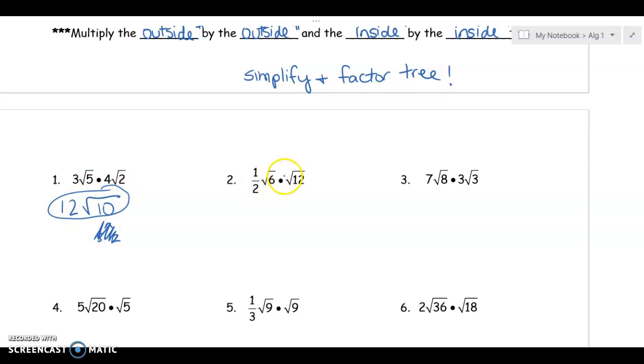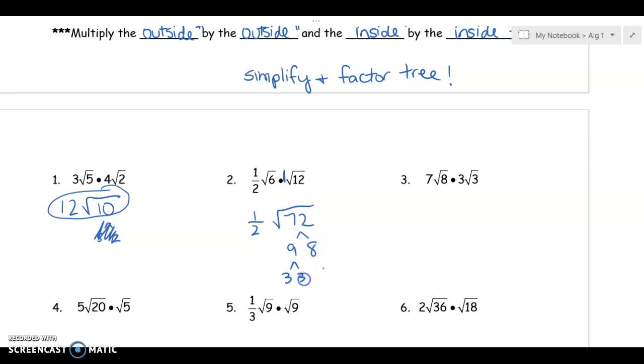For this one, if you want to, you can think of this as a 1 in front of the radical 12. So when you multiply the outside numbers together, you're really doing 1/2 times 1, which is 1/2. And then underneath 6 times 12, you get 72. That's a pretty big number that we need to do a factor tree and simplify.